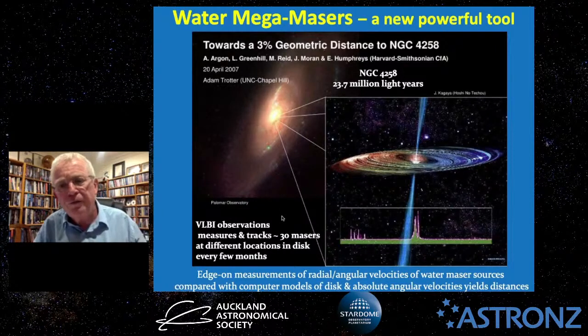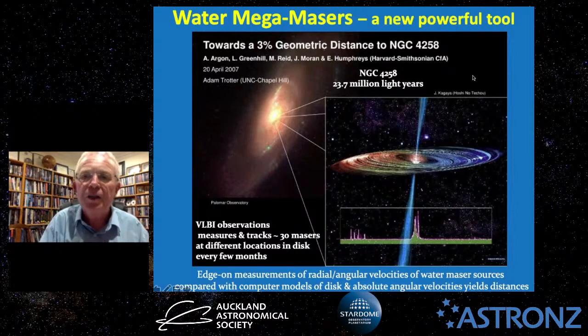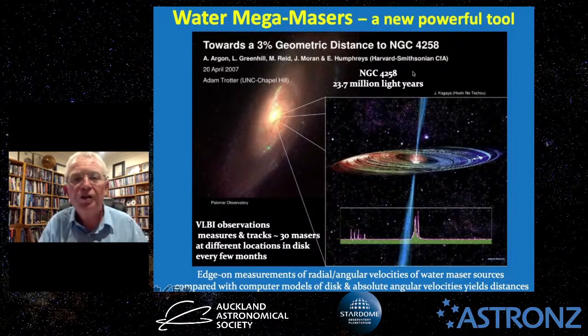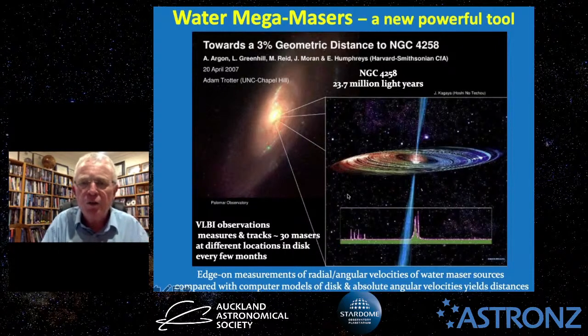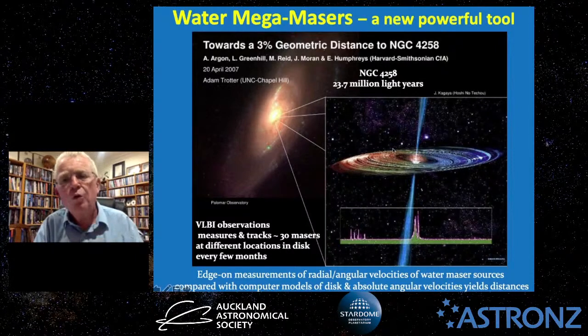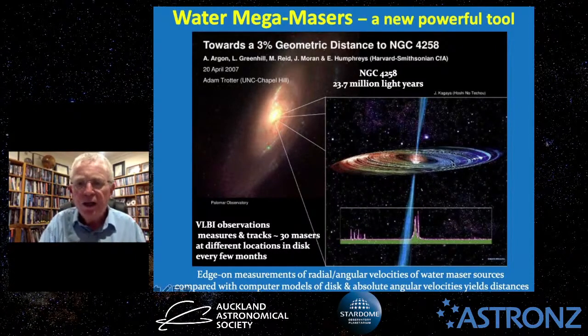So they've now got this, and one galaxy in particular has proved to be very, very useful, NGC 4258. Its distance was quoted as about 23.7 million light years away. They were able to measure and track about 30 of these masers, these highly energetic regions of water emitting intense microwave wavelength light, at different locations within the disk. They're able to monitor, measure and track them and make note. And of course, they'd go back and do it every few months to get an idea of the angular velocity, or the way that things are moving around within the disk.